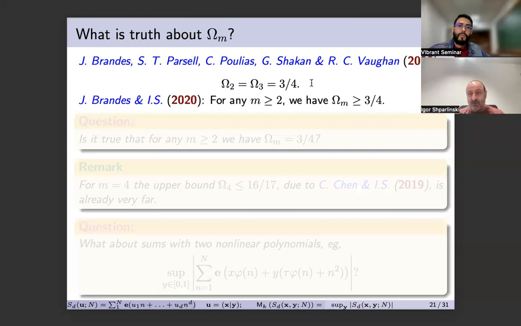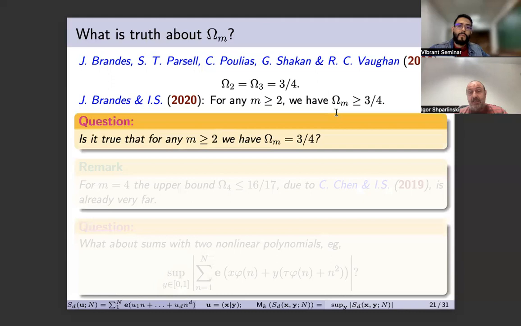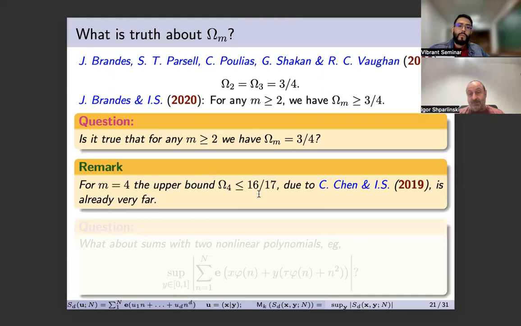But what we know, and this is a recent work with Julia Brandes, we proved that it's at least 3/4 for larger values of m, so no miracles happen, and the sum remains to be large. And of course, it's natural to conjecture that omega m is 3/4, and we are still very far away from this. So for m equals 4, if you check what we proved for omega m in our work with Changhao Chen, we got 16/17. It's a long way to go down to 3/4. So certainly it's a very interesting open question.